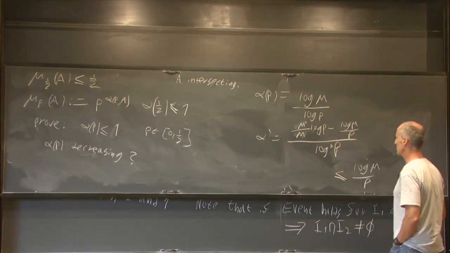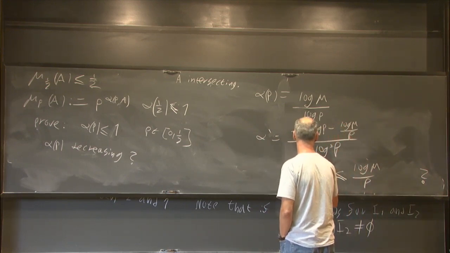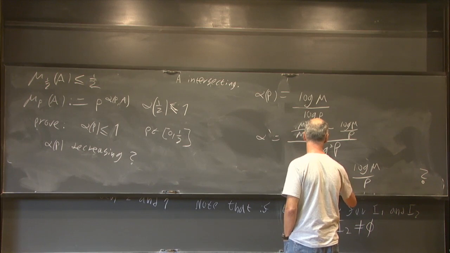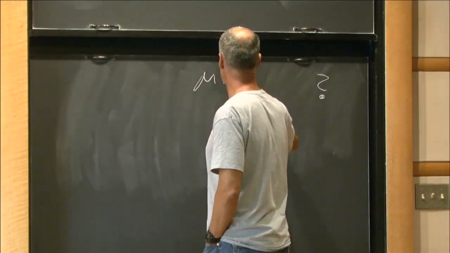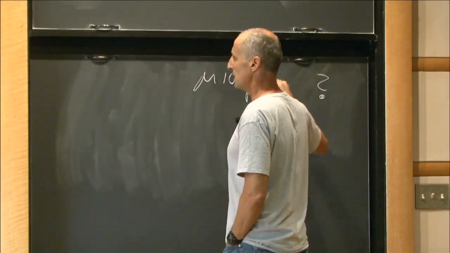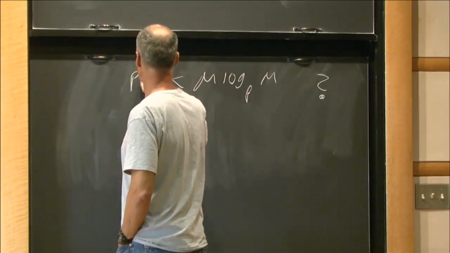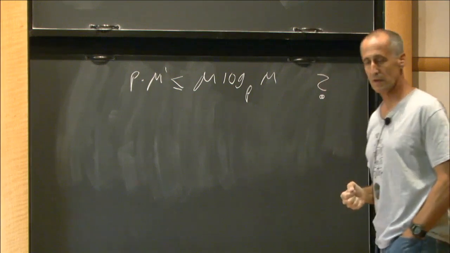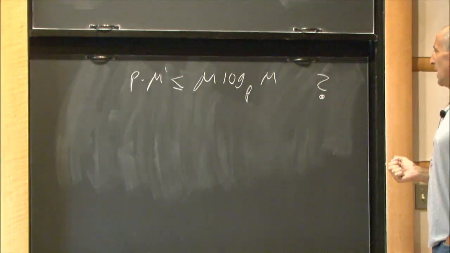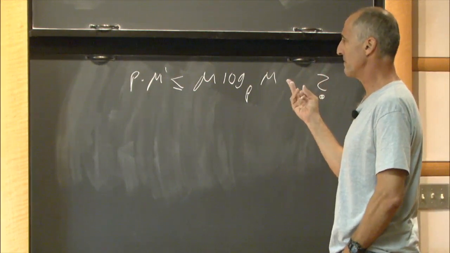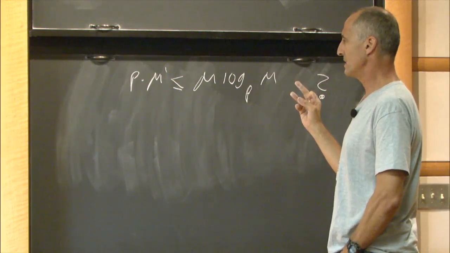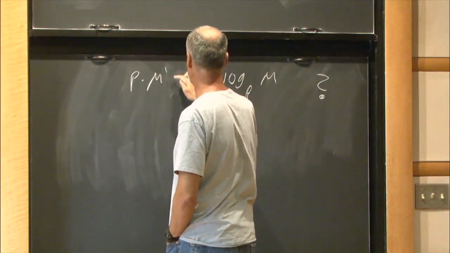So this is a question. Is it true that this is greater than mu prime over mu log p? So is it true that mu times log base p of mu is greater or equal to p times mu prime? Question. Do I have this? No. I have to change the direction because log p is a negative number. So what I need is this, right?